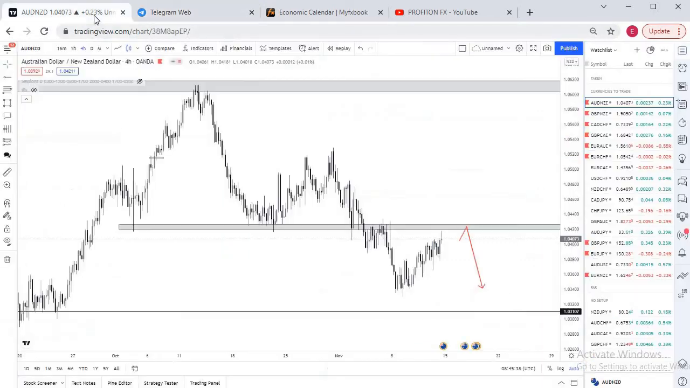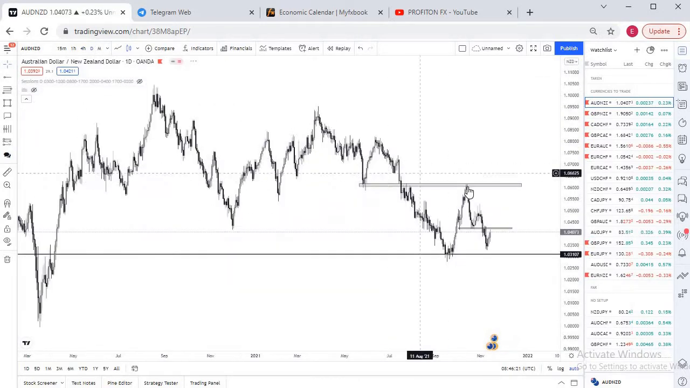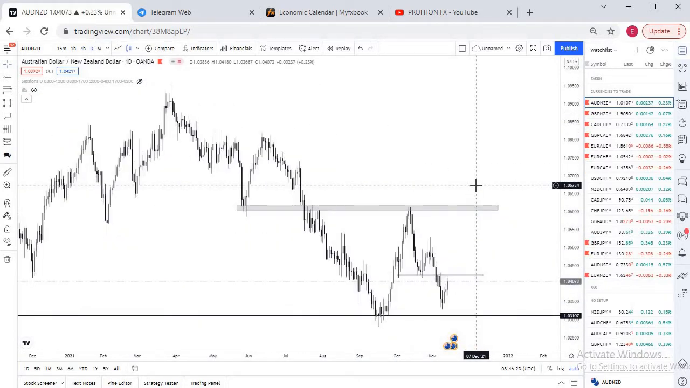So with that being said, let's start our weekly Forex forecast. Now we are going to start with AUDNZD. Starting off from the daily time frame, you can see we are in a sort of bearish trend. This level here held very well, and we are currently on a bearish trend.